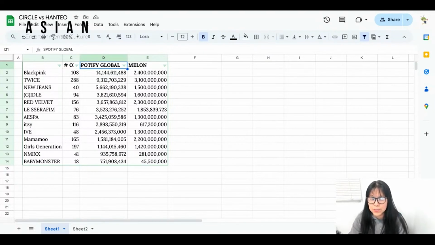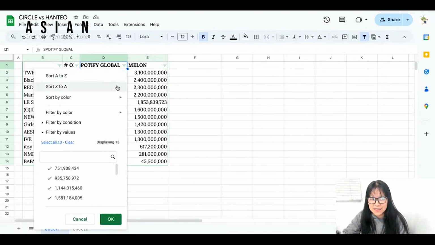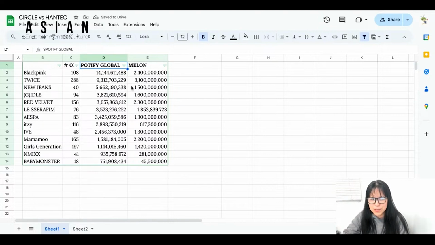I was trying to generate the Spotify US streams, and I'm going to do that next time. But the leading ones are still Blackpink and Twice, and then it's Le Sserafim and New Jeans. So don't you think it's interesting? I thought the shift between Twice and Blackpink for Korea, and then Blackpink and Twice, I thought that was so interesting. But then globally, New Jeans is just raking it in at 5.6.